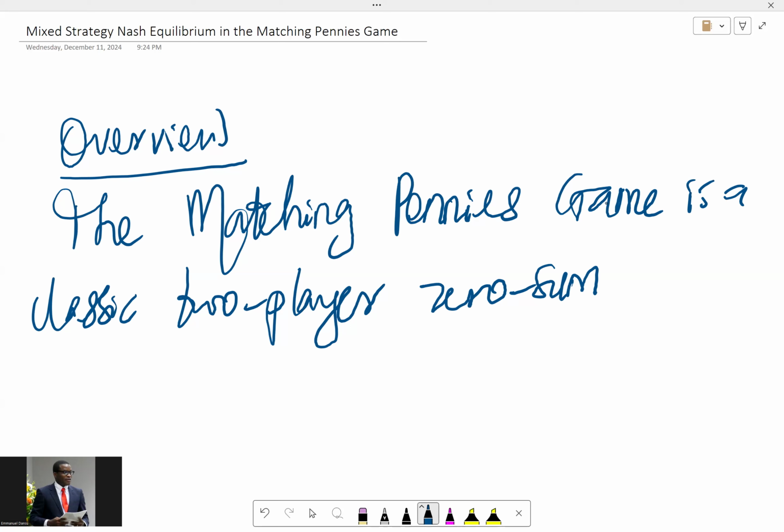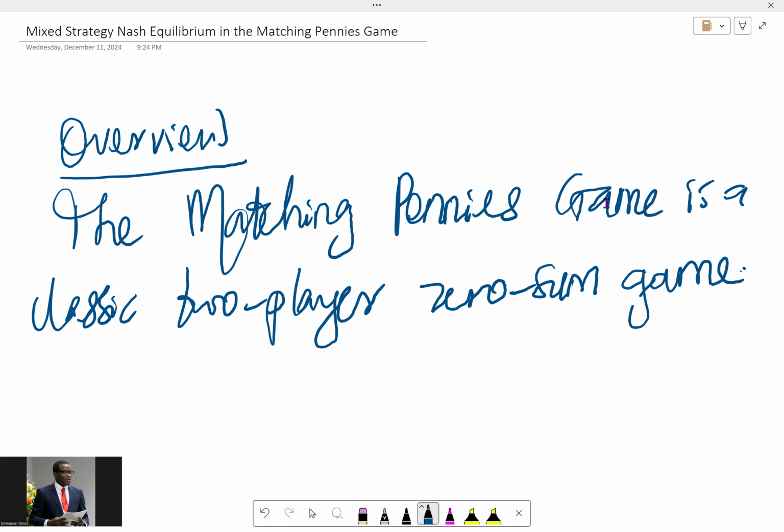And it's just like rock, paper, scissors, right? So if the two players have rock, rock, that's 0-0. But if one player has rock and the other player has scissors, of course, rock wins. So rock gets +1, and scissors gets -1. So it's very similar. So this game is a classic two-player zero-sum game.